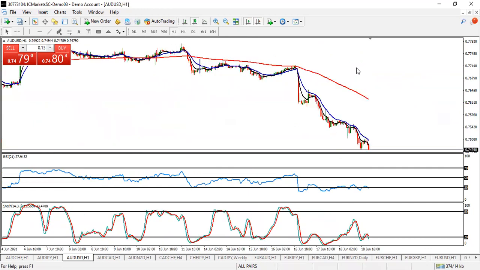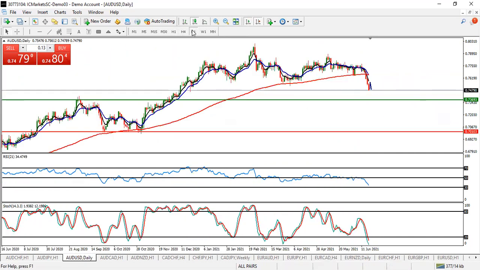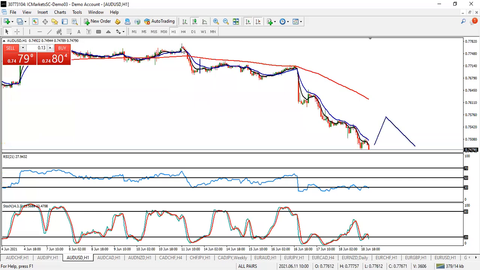AUDUSD, we want to wait for the pullback to happen towards the 120 moving average. Then catch your sell entry to the downside and take your first profit before the green support. And if that level gets broken, of course, we are heading to the red support. So AUDUSD is good for a sell.